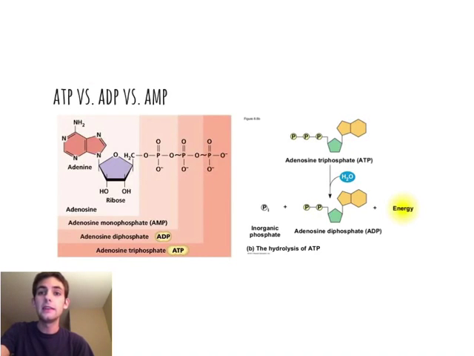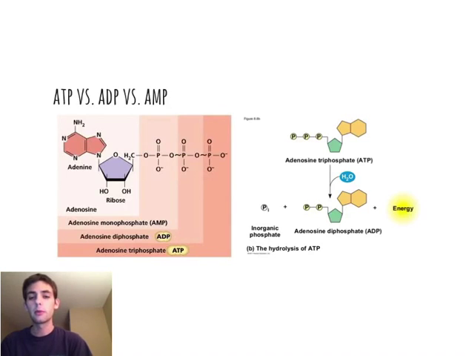You have ADP, which stands for adenosine diphosphate. That word di means 2. So this is going to be that adenine, ribose sugar, and 2 phosphates. And then we have something called AMP, which is adenosine monophosphate. And that's just going to be the adenine, ribose, and 1 phosphate group.